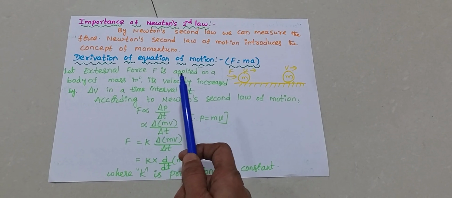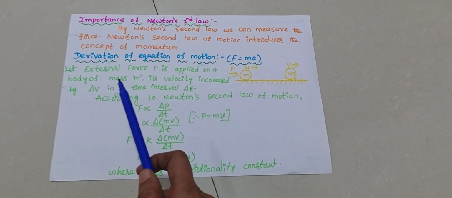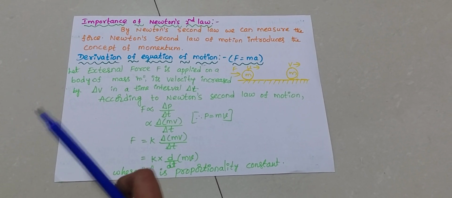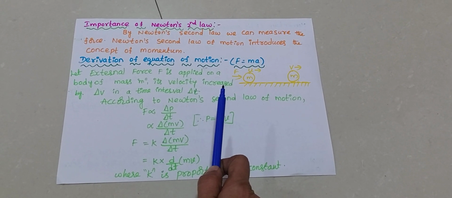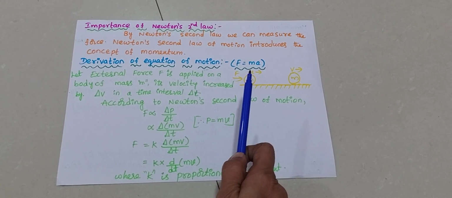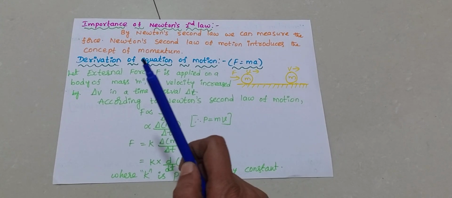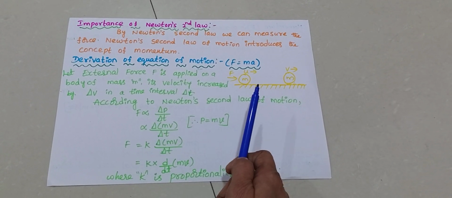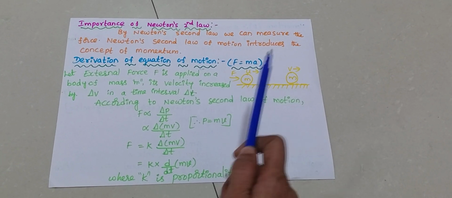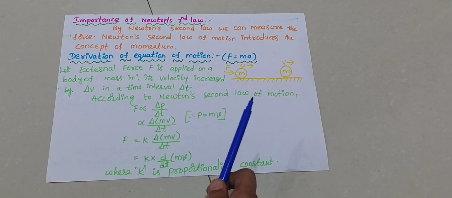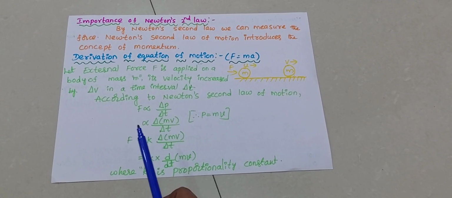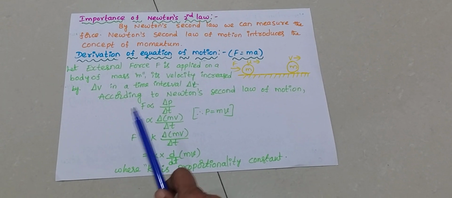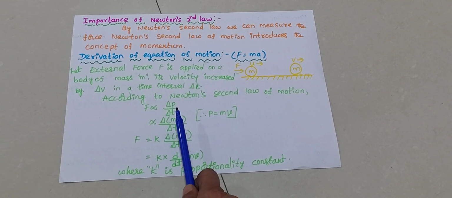Let external force F be applied on a body of mass m. Its velocity increases, which means that body moves from initial position to final position. That's why velocity also increases with time. According to Newton's second law of motion, what is the definition? Rate of change of momentum is directly proportional to net force. F is directly proportional to P.